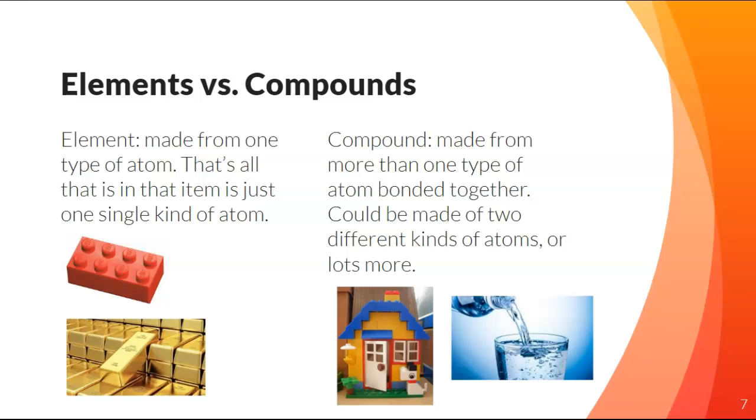Most things in the world, however, are not just made of one thing. They're made of different kinds of atoms, and that would be a compound. So a common example would be water, H2O, is made of hydrogen atoms and oxygen atoms. That Lego house we showed, that would be a compound. Look at all the different kind of building blocks used to make that house. That would be a compound, not an element.